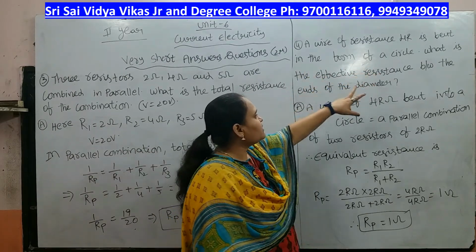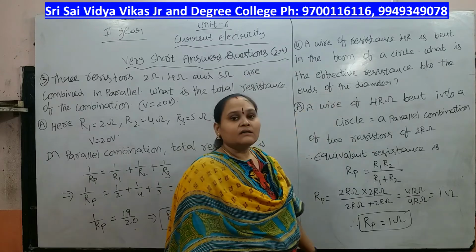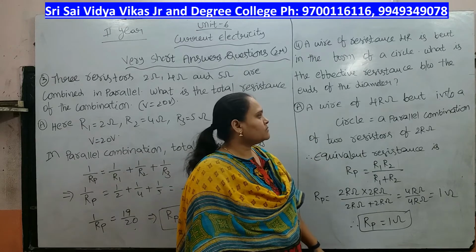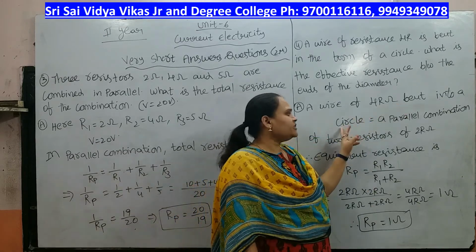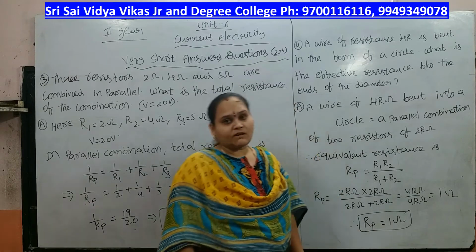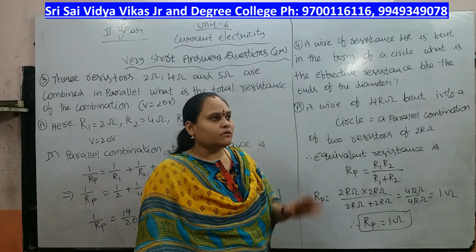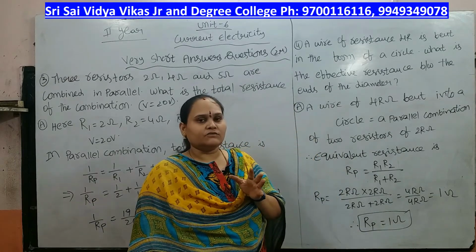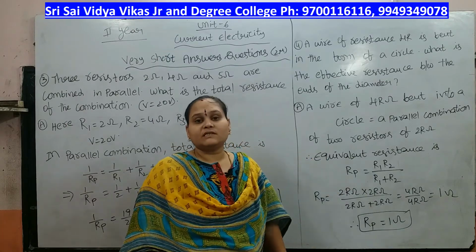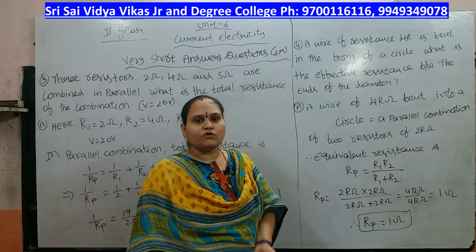Next, a wire of resistance 4R is bent in the form of a circle. What is the effective resistance between the ends of the diameter? So for this, a wire of 4R ohms bent into a circle. That means a parallel combination of two resistors of 2R ohms. Okay. So we have 4R ohms, then it will be a parallel combination of two resistors of 2R ohms, totally 4R ohms.